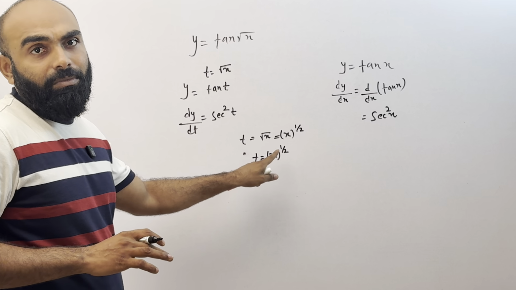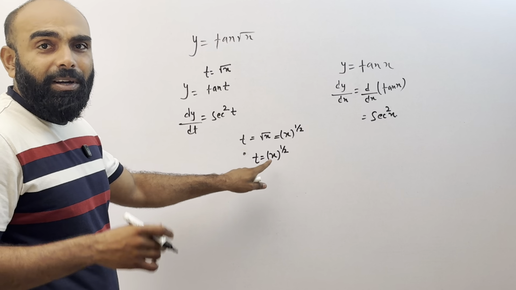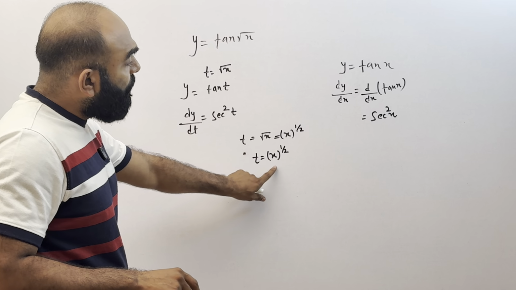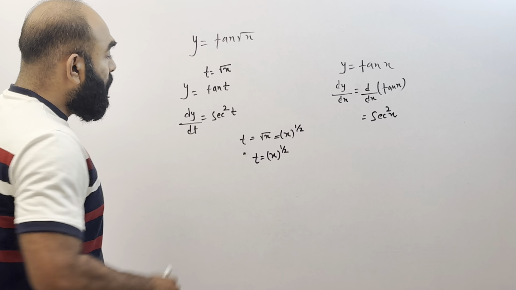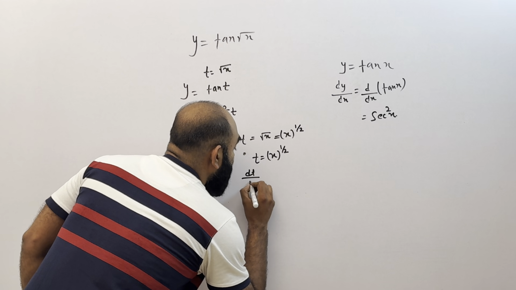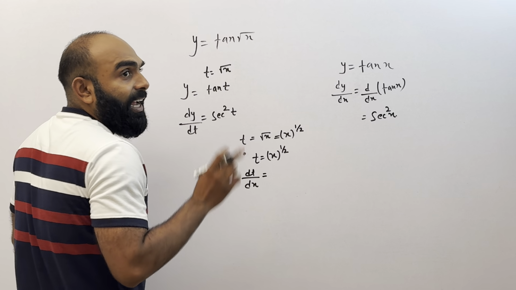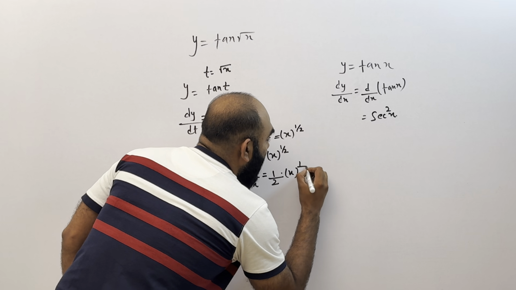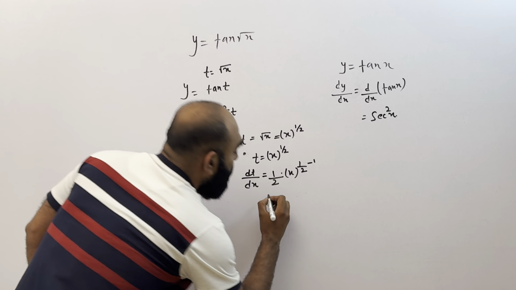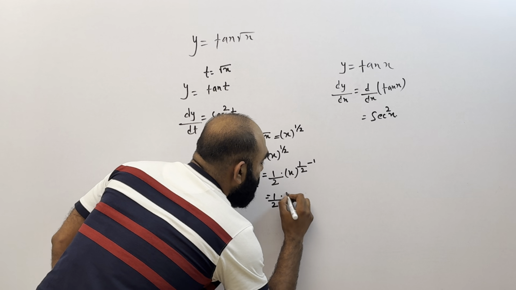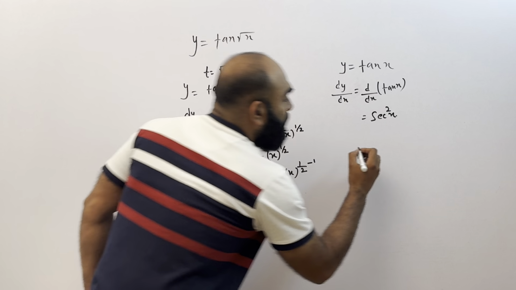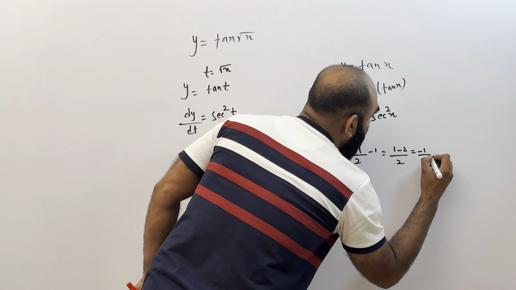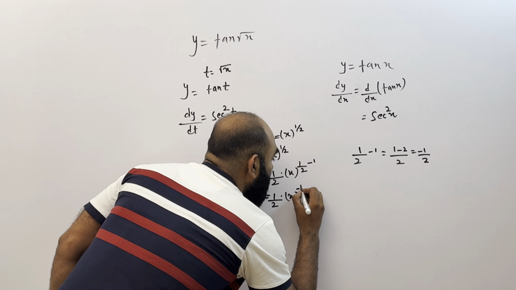This is x to the power n form. Here it is x, it can be t to the power n, z to the power n, or w to the power n. So t is a function of x in x to the power n form. If I have to differentiate this t, I will write dt by dx is equal to n into x to the power n minus 1. N is 1 by 2, so we have 1 by 2 into x to the power 1 by 2 minus 1. Taking LCM, 1 minus 2 is minus 1, so we have minus 1 by 2.